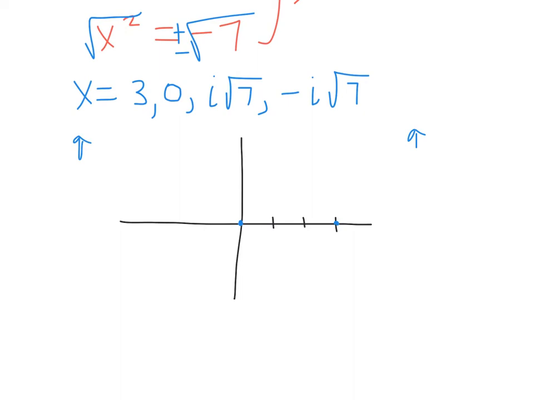Okay, now as far as the y-intercept goes, if we go back to our original polynomial, you'll notice there's no constant, so the y-intercept is equal to 0. So the y-intercept is equal to 0 because the constant is 0. There's no constant term.